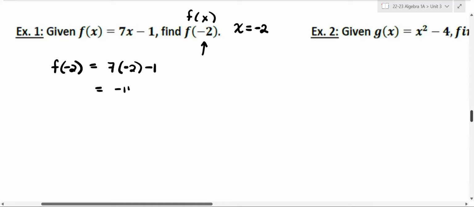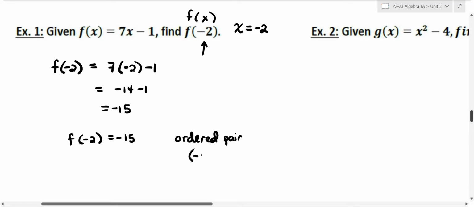All right, this is negative 14 minus 1 gives us negative 15. So the final answer is this, that f of negative 2 equals negative 15. As an ordered pair, this means that when we plot negative 2, the y value is negative 15.